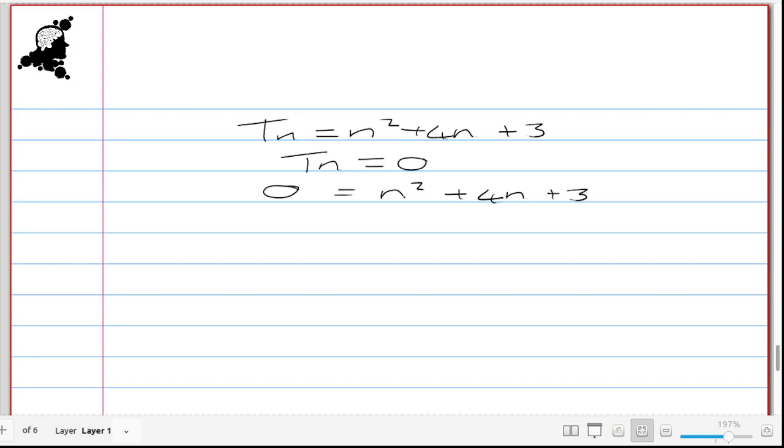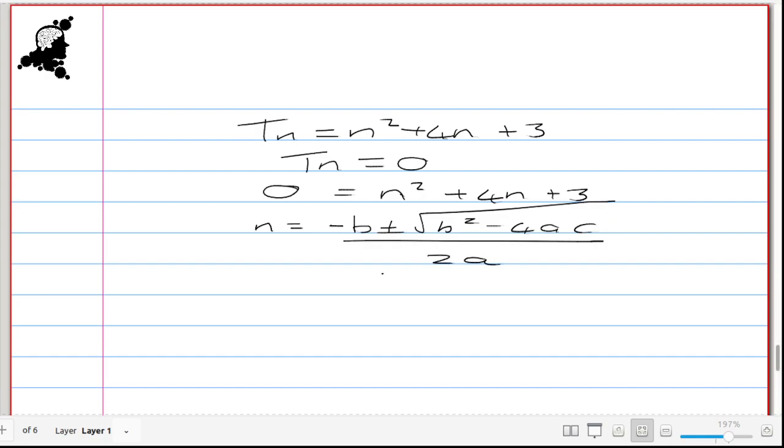What does this look like to you? It looks like the famous solve for x question where you're solving a quadratic equation. So you could go ahead and use your quadratic formula. You could say n is equal to -b plus or minus the square root of b squared minus 4ac, all over 2a. Or if you look at the expression, let me write it down again. 0 is equal to n squared plus 4n plus 3.